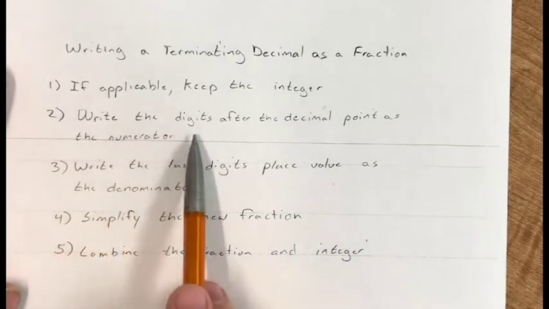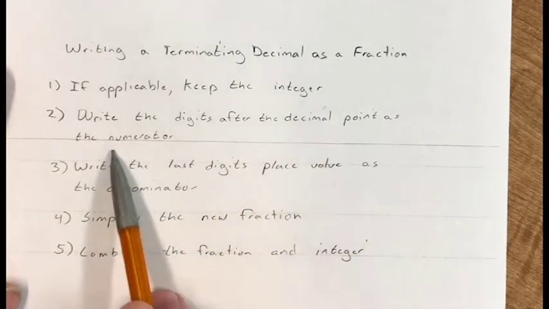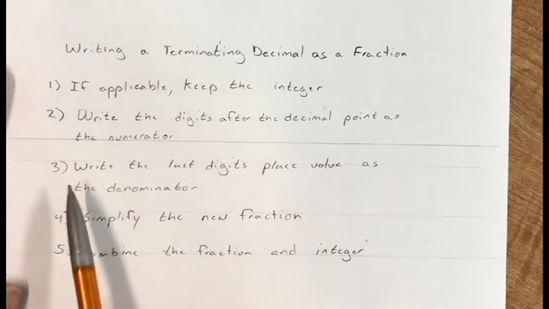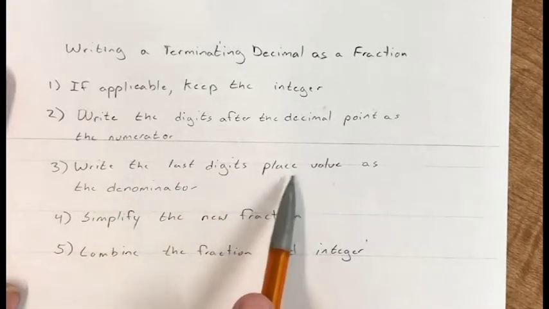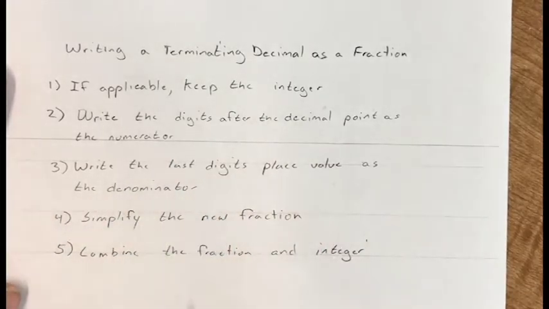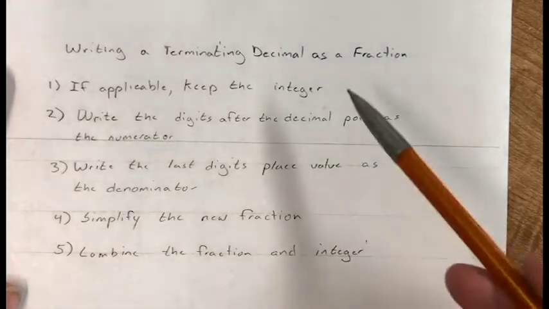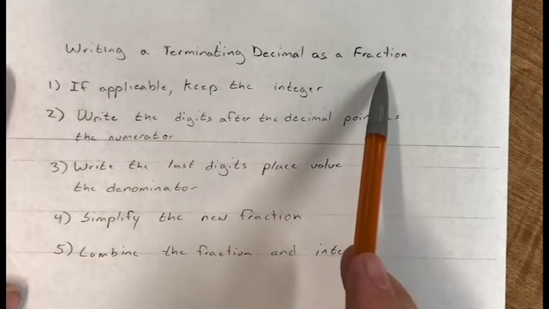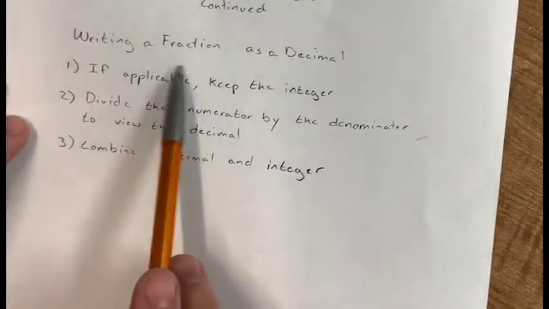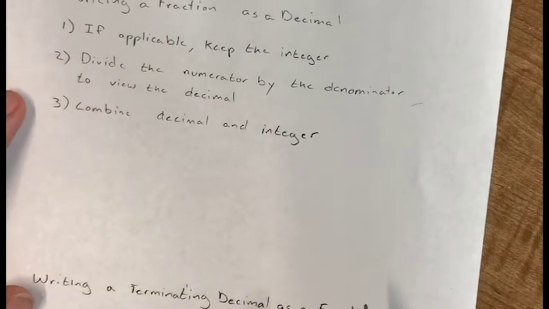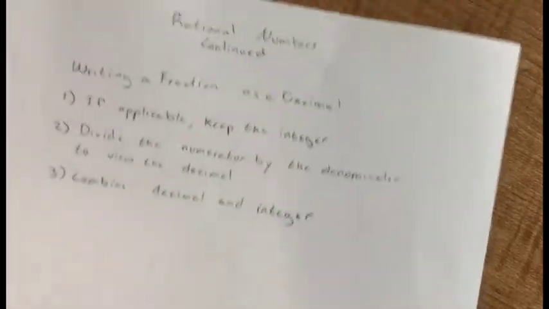It says write the digits after the decimal point as the numerator. Write the last digit's place value as the denominator. Simplify the new fraction, and then combine the fraction with the integer. In all truth and honesty, going from a terminating decimal to a fraction is a whole lot easier than going from a fraction to a decimal. It's just easier, and you'll see why in just a second.